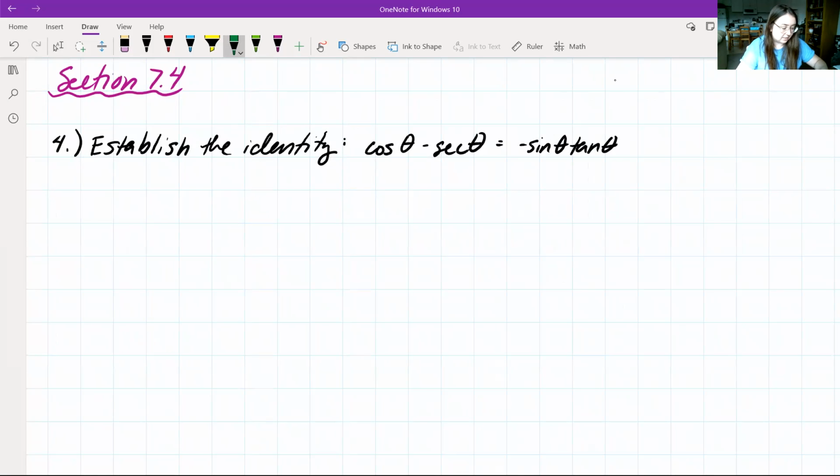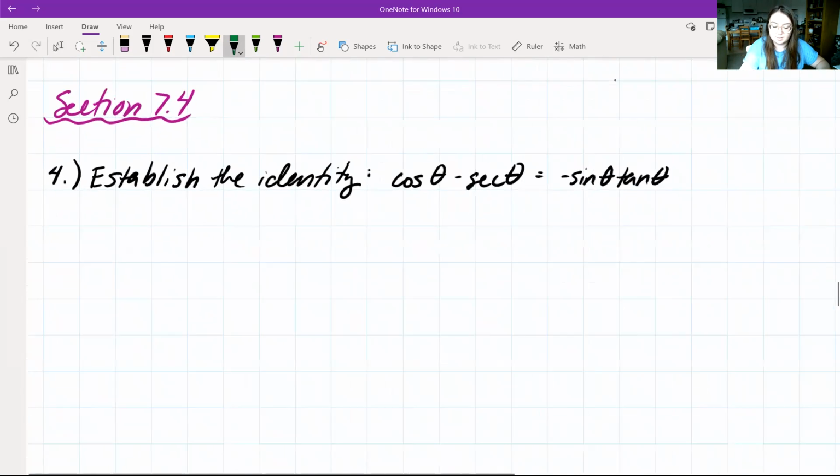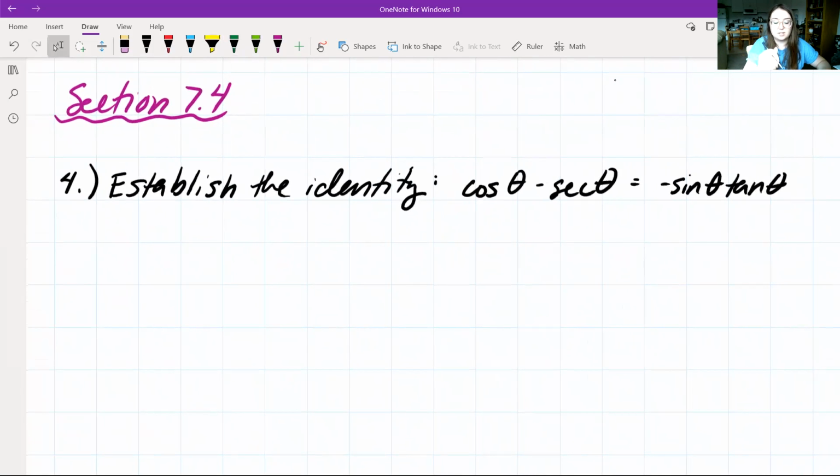When we go ahead and establish our identities, we know that one side is our goal and one side is where we start from. It's usually going to be our right-hand side, that's our goal, and our left-hand side is usually where we start. This isn't always the case. Sometimes they may be switched, but it's always easier and better to look for whichever side looks more complicated, then that's where you'll start. Because it's much easier to simplify than it is to expand.